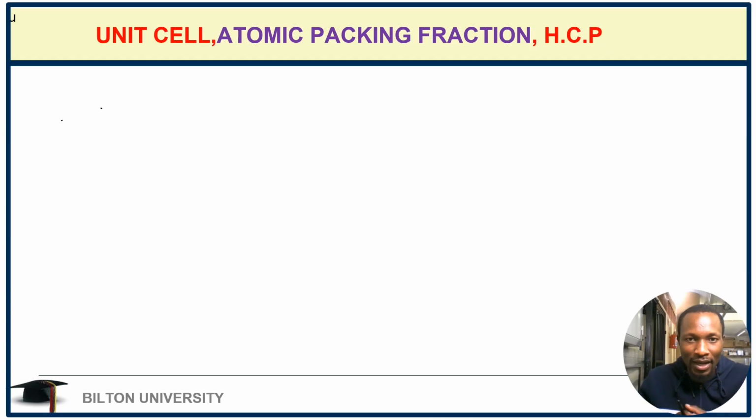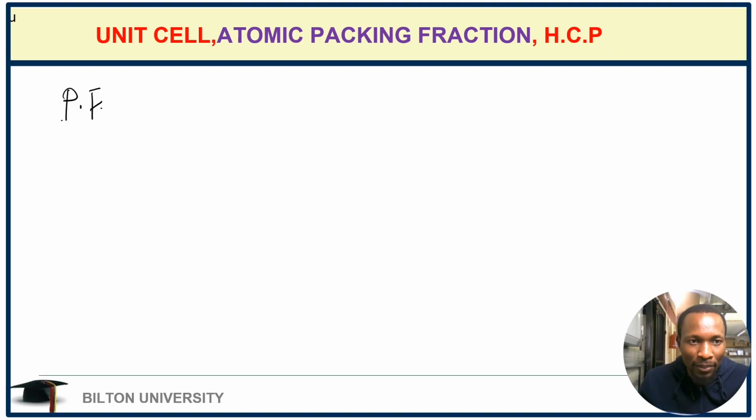Today we are going to look at the H.C.P unit cell, and we are going to look at the packing fraction of the H.C.P unit cell. Packing fraction tells us how much space is occupied by the atoms in that specific unit cell and how much space is void, or remaining free or unoccupied by the atoms in that unit cell.